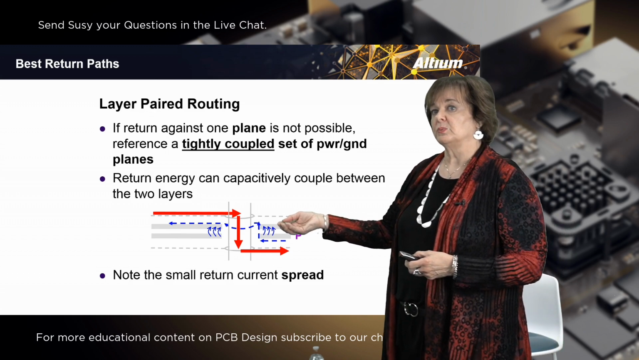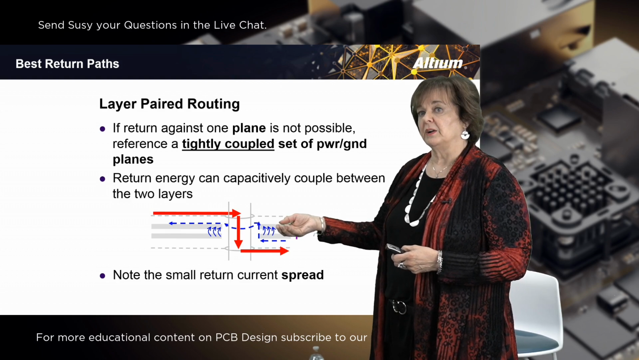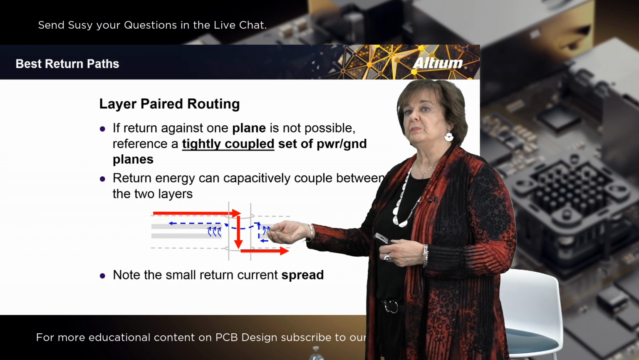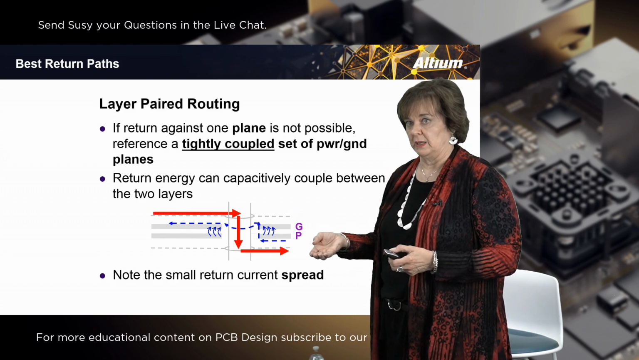But you also would notice that there is a small amount of energy spread in this particular area. So the signals will spread out just a tiny bit between them, but because they are so close together, it is contained and it is okay to route that way.